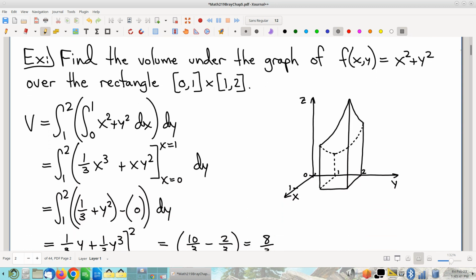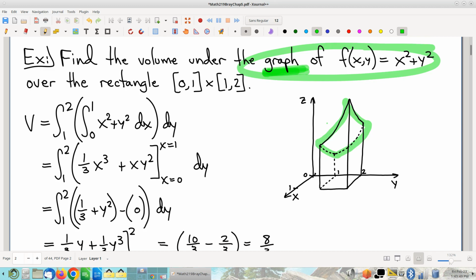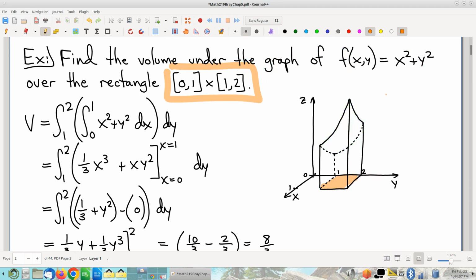Here we have a graph of some function. It has some shape, some surface kind of like that. We're looking at the part sitting over this rectangle, and the rectangle is given with a notation that you may or may not have seen before. So let me momentarily pause the question to talk about what this notation means. This notation, [0,1] cross [1,2]. This is not a cross product. This is just a different use of that little cross symbol.